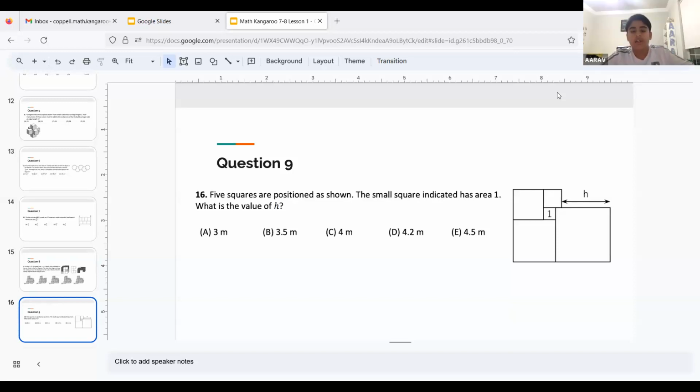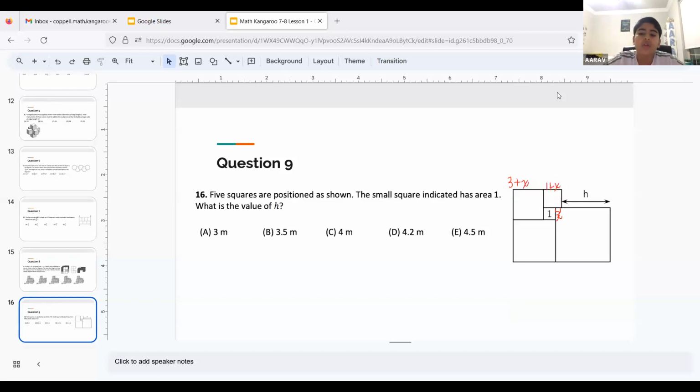Yep. Can I explain how I got my answer? Yeah, go ahead, Arav. So the square right next to the one with area 1, the second smallest square, I wrote that side length as 1 plus x, with x being the extra part out of 1. Then the third smallest square would be 3 plus x, because 1 plus x plus 1 is 2.